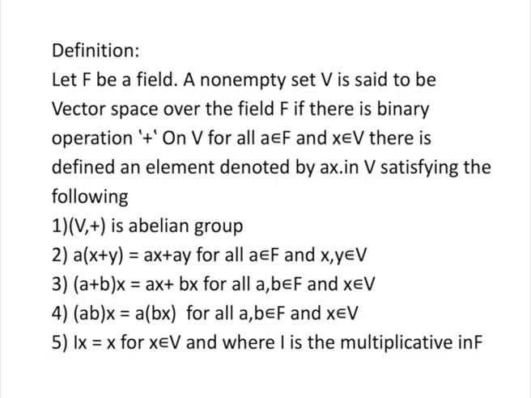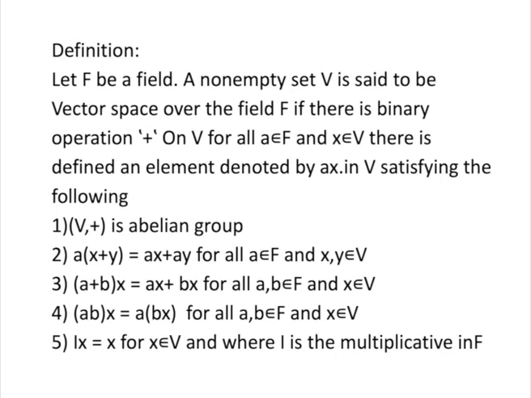What is an abelian group? An abelian group is also known as a commutative group, if it satisfies the commutative property. What is the commutative property? a into b equals b into a. Second property: a(x plus y) equals ax plus ay for all x, y belongs to V, the vector space, and a belongs to F, the field. Third property: (a plus b)x equals ax plus bx for all a, b belongs to F and x belongs to V.